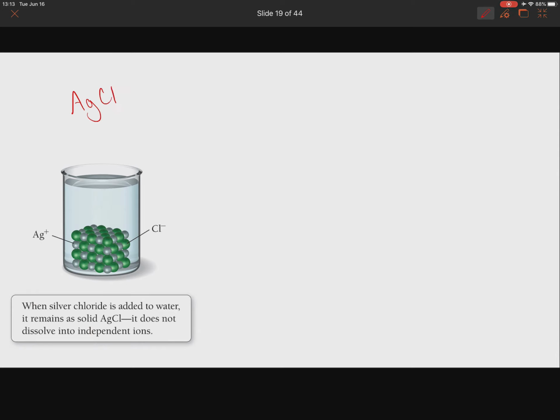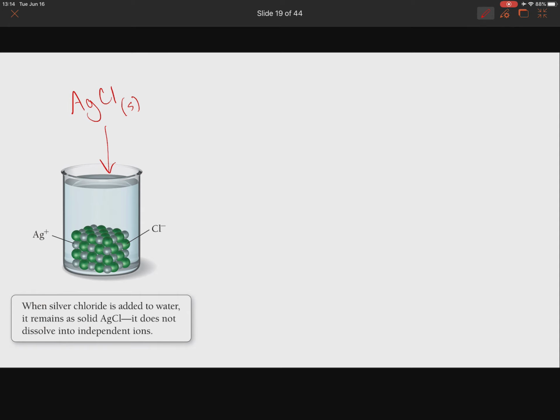If you put AgCl into water, and by the way, this is an ionic compound, right? It does not dissolve. So not all ionic compounds will dissolve. AgCl does not dissolve in water, at least not to any observable extent at room temperature. If you put this in really, really hot water, it's possible some will dissolve. So AgCl remains a solid, and we would indicate this in water as AgCl(s). This does not dissolve into independent ions. Okay.